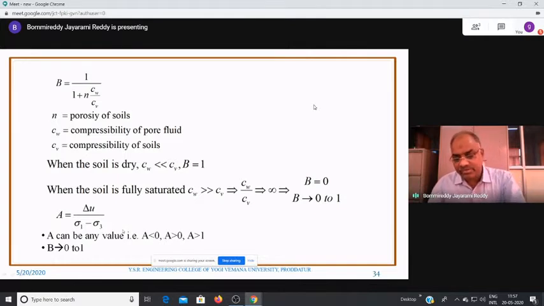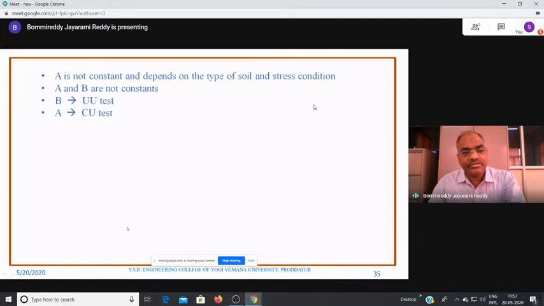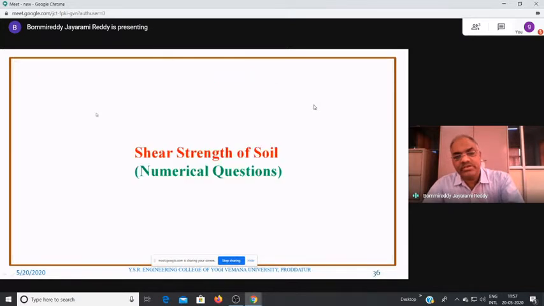So this is the entire theory. Particularly here, A and B are not always constants, but B varies from 0 to 1. A can take any value, but B depends on the UU test, whereas A depends on the CU test. So with this, the general theory regarding shear strength is over.